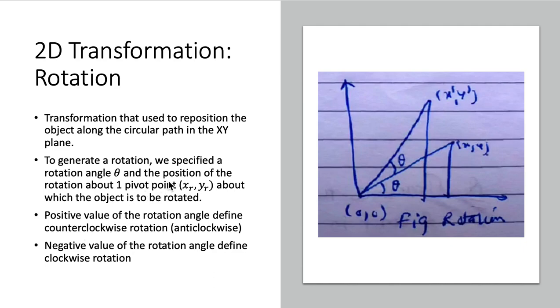If the rotation happens anti-clockwise, then theta will be positive theta. And if it is clockwise, then it will be negative theta.